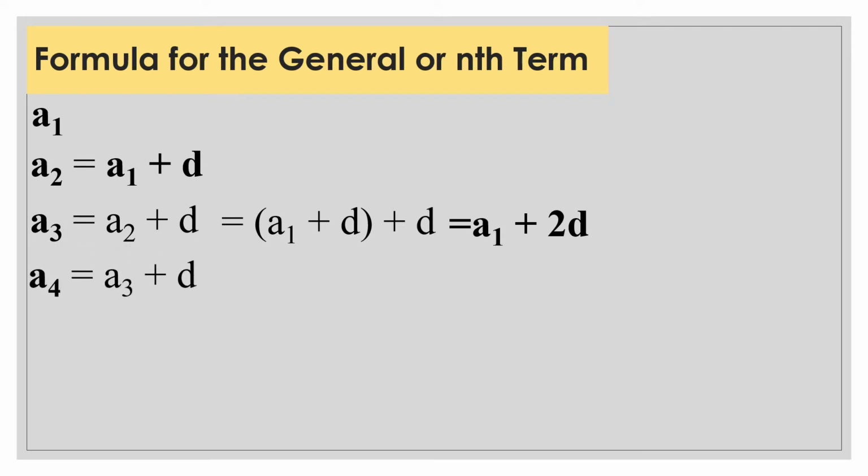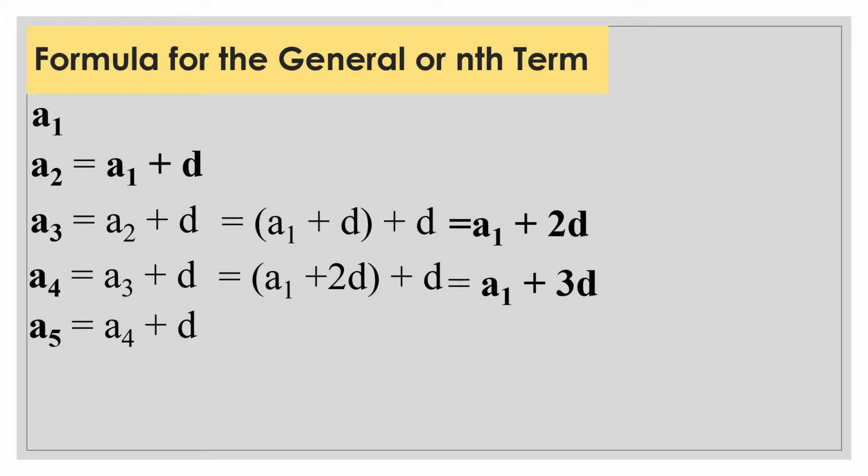We can obtain the fourth term by adding common difference d to the third term. But we can see that the third term is equal to the first term plus 2 multiplied by common difference d. We can also substitute this into the third term. Finally, we have the first term plus 3 multiplied by common difference d.